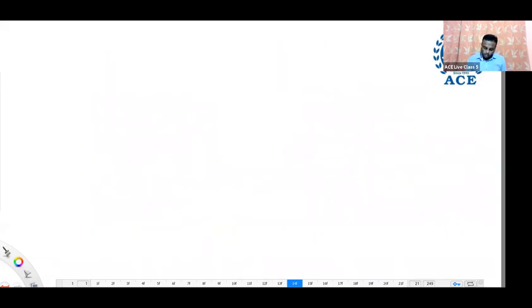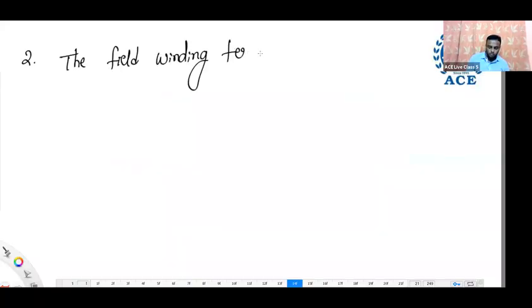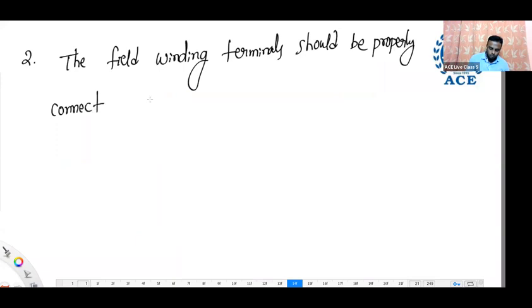Okay, now write the second condition. Second condition: the field winding terminals should be properly connected with armature. Properly connected with armature. What is the meaning of properly connected?